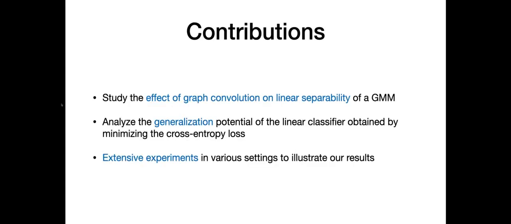Let's begin with a brief overview of our contributions. First, we study how the graph convolution operation affects the linear separability of a two-component Gaussian mixture model. Second, we show that the linear classifier obtained by minimizing the cross-entropy loss generalizes really well to data that is sampled from a different distribution. And finally, we illustrate our results through various experiments on both synthetic and real-world data.